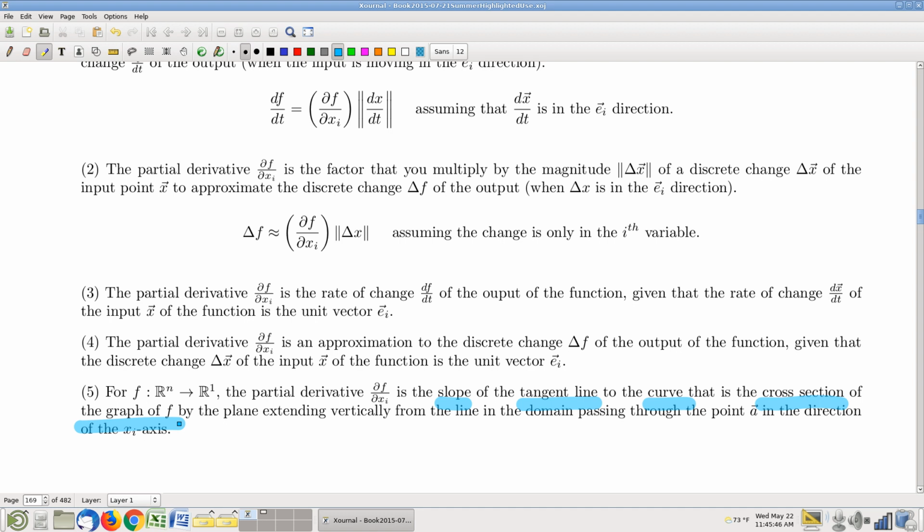Right? So you can't just say the slope of the tangent line to the graph, because the graph is a surface that has lots of tangent lines. Right? You have to say exactly which tangent line we are talking about, and specifically we're looking for the cross section in the direction corresponding to the variable that you're taking the partial with respect to. So if you're taking the partial with respect to x_i, then we're talking about the slope of the tangent line of the curve, that's the cross section of the graph, in the x_i direction. All right.